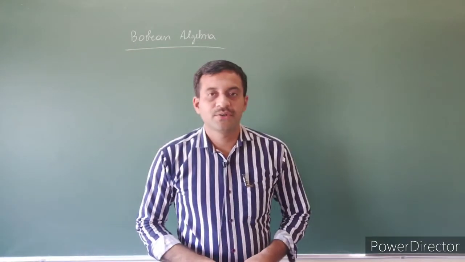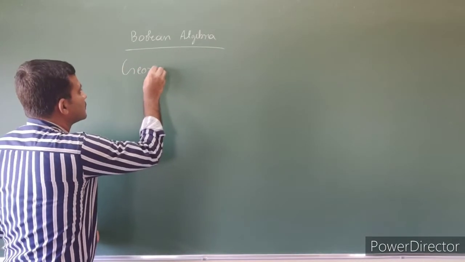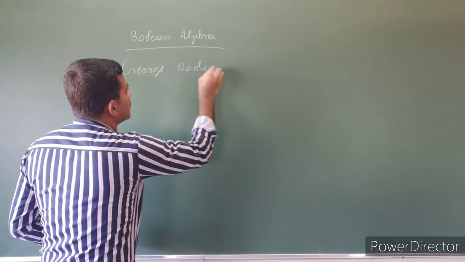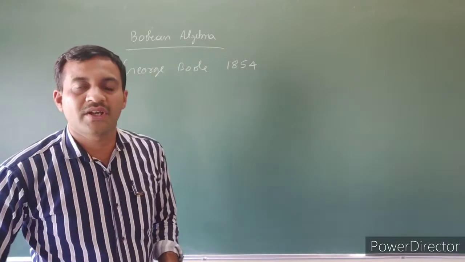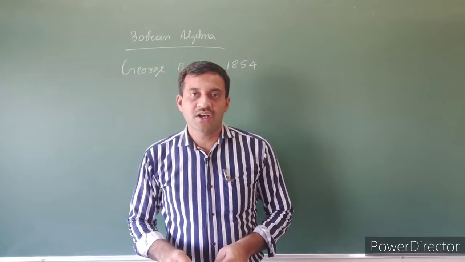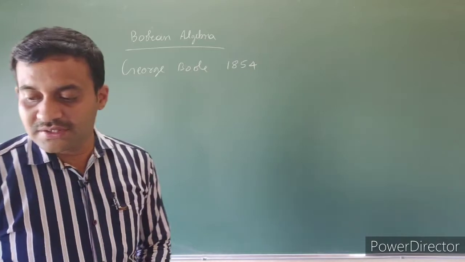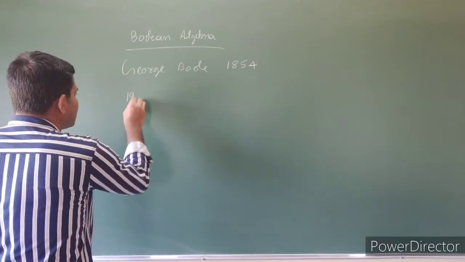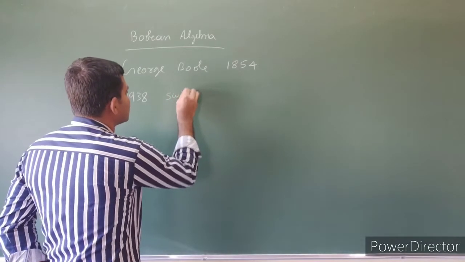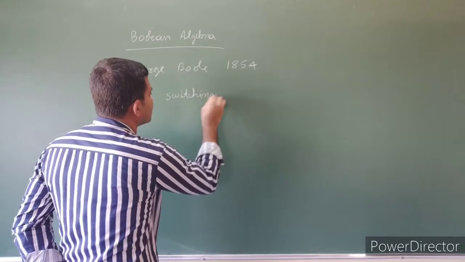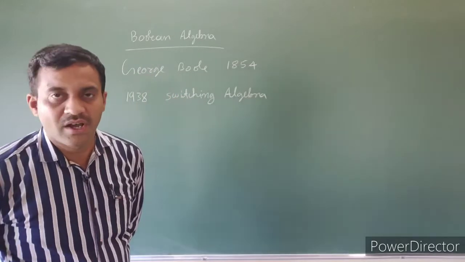Boolean algebra was introduced by a mathematician, George Boole, in 1854. Then in 1938, it was also named switching algebra.